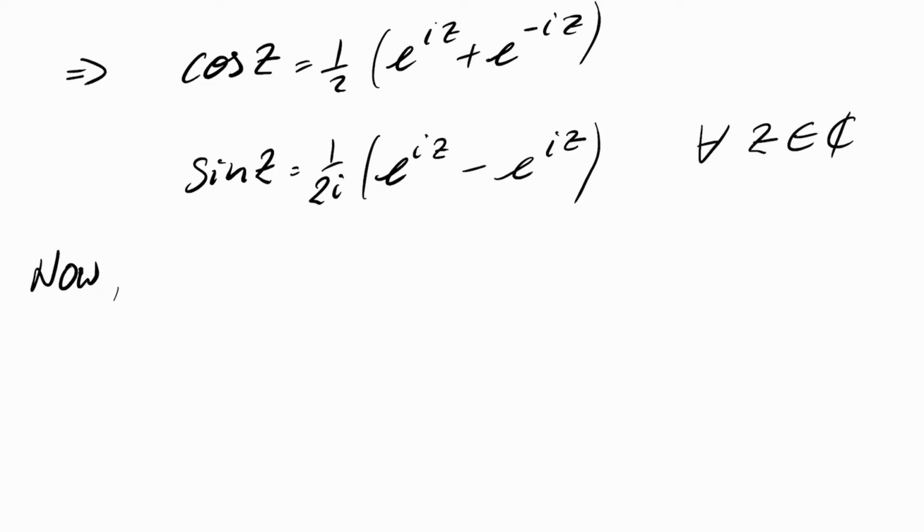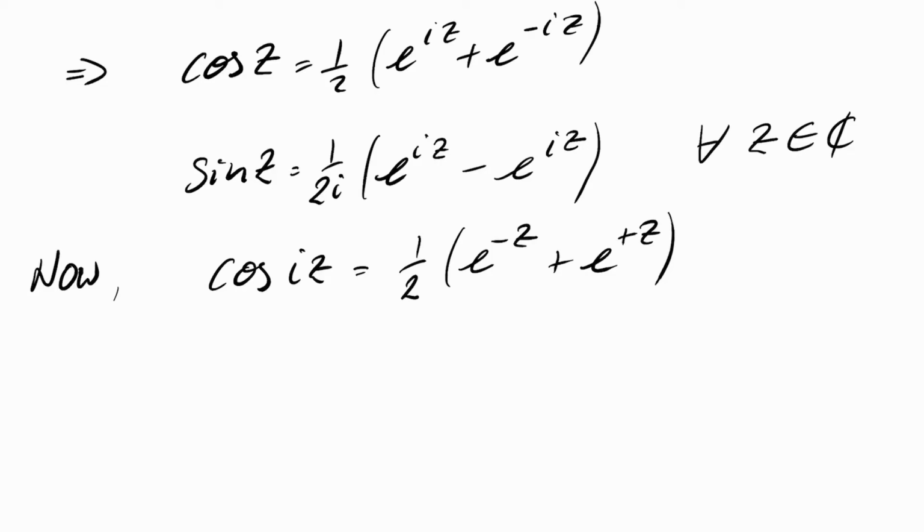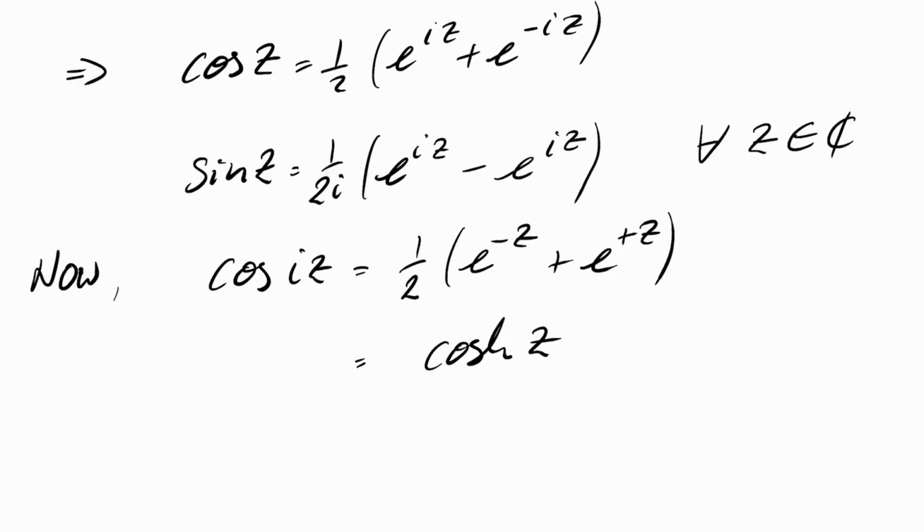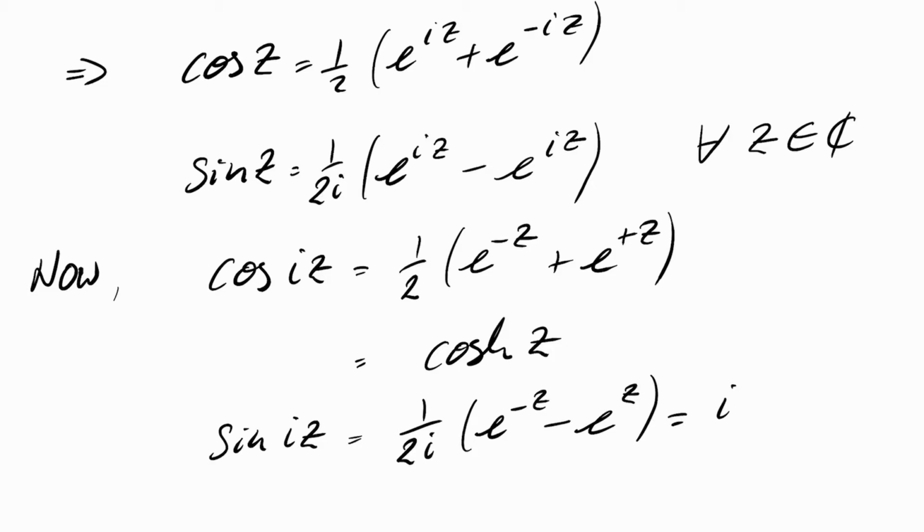Now a cool thing happens if I consider cos of iz. What does this become? Well, using these definitions, then I have e to the minus z plus e to the plus z. And this is none other than the cosh function. So cosh z is actually cos of iz. Similarly, it's not quite so simple, but sin of iz is equal to i times sinh z.